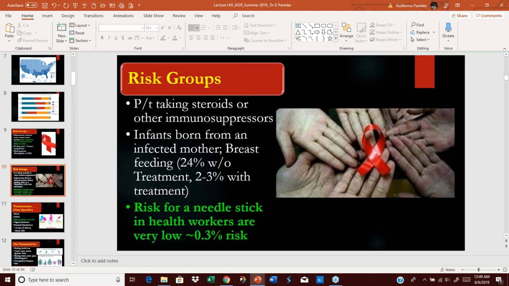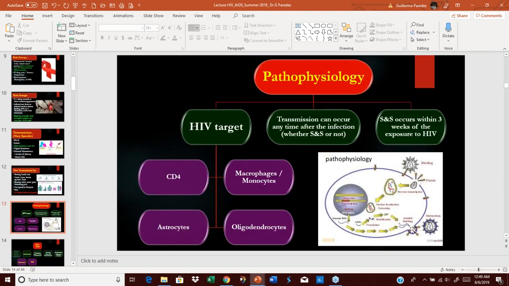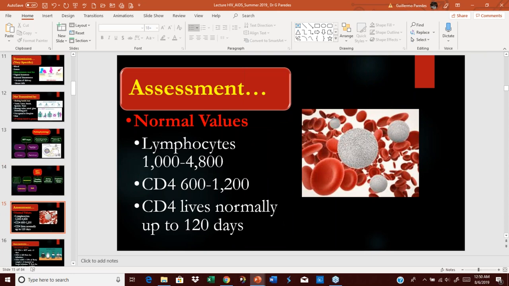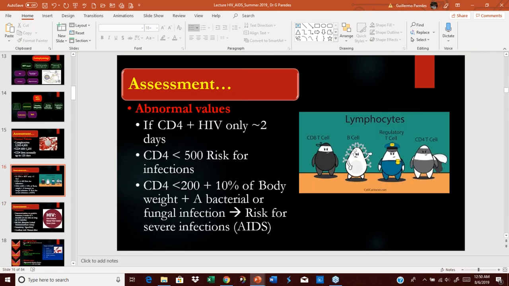Okay, so we need to remember that the values of CD4 are going to be 600 to 1200 cells per microliter. That is the normal range, but if the patient has less than 500 cells per microliter, it starts to be a very, very high risk for infections. Now, when the CD4 or T helper count reaches less than 200, and there is approximately 10% loss of body weight in about 2 months, that is telling you that the patient is entering the stage of transition from HIV to AIDS. The initial stage, as you remember, is going to be between 4 to 8 weeks.